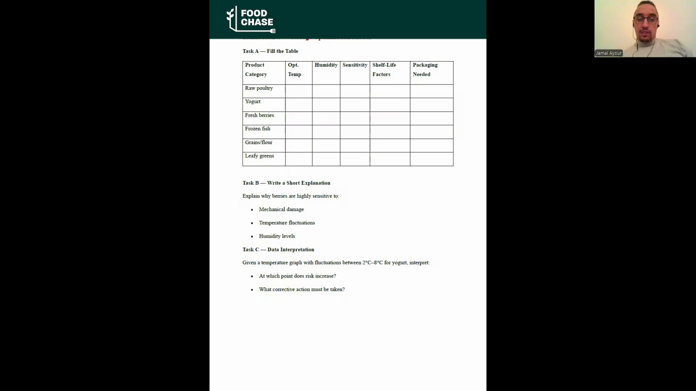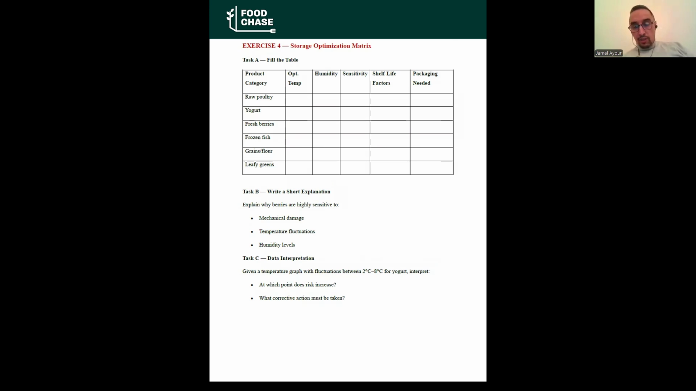For this exercise, the objective is to talk about the storage matrix table with different conditions and criteria parameters related to storage. So the objective is to complete the table. We have different product categories, and for each item, enter the optimal temperature, humidity, sensitivity, shelf life factors, and packaging needed. We have studied all these products in our chapter.